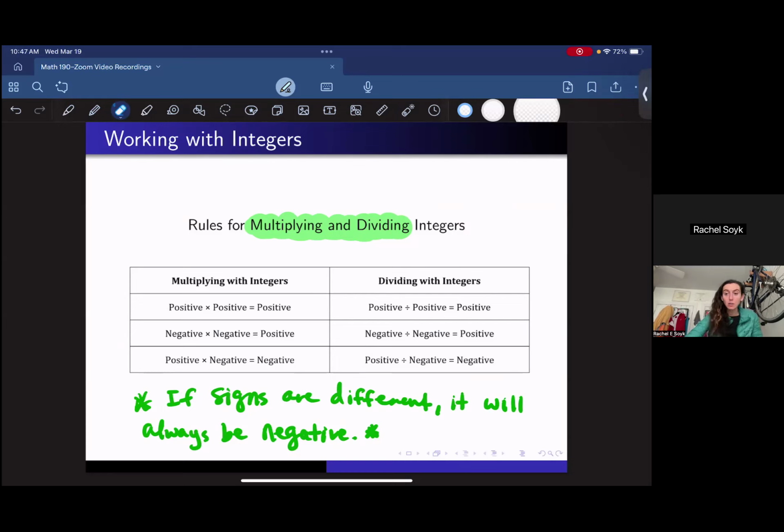Division, same exact rule, but now instead of multiplying, you are dividing. So positive divided by positive is a positive. A negative divided by a negative is a positive.